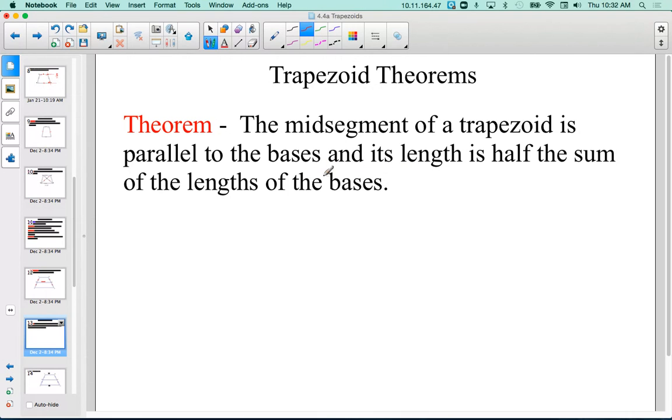The part where it says its length is half the sum of the lengths of the bases, another way of saying that, it's the average length of the bases. So if you were to add the bases together and divide by 2, you'd get the length of your mid-segment, all right? But that's one way of talking about it. It's the average length between both bases.